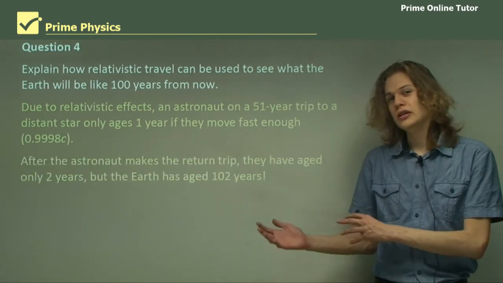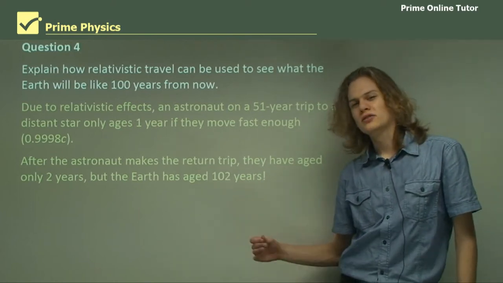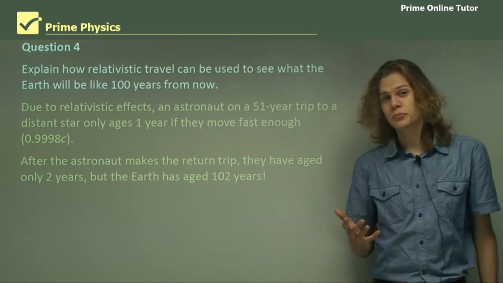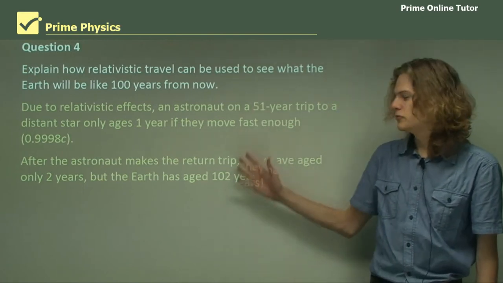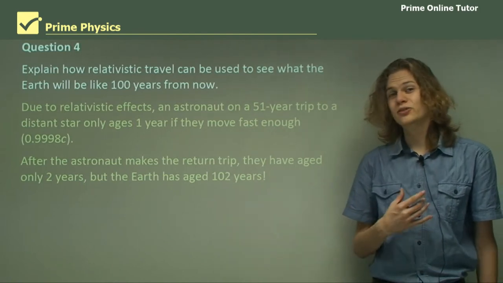Well, on the year back, we age another year, but according to the Earth, the trip takes another 51 years. So how many years have passed on Earth? Well, 51 plus 51, that's 102 years. But we've only aged 2 years.